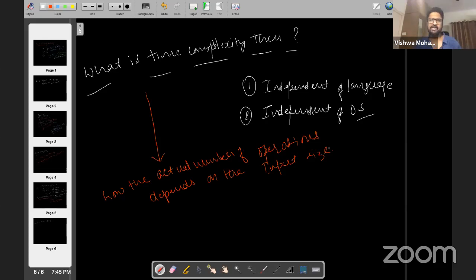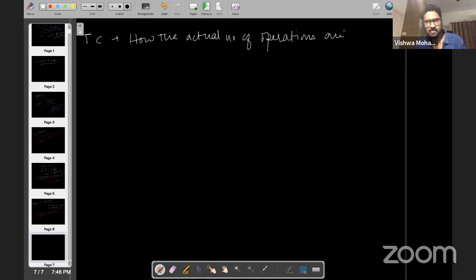Let's try to take an example to understand it more practically, okay? So let me first write the definition of time complexity at the top, and we'll try to relate it with an example. So it is how the actual number of operations are proportional to input size. This is what the definition of time complexity is.